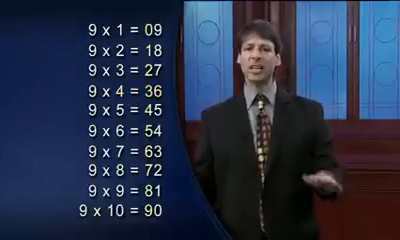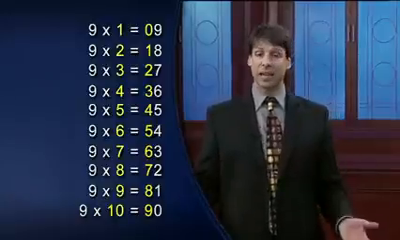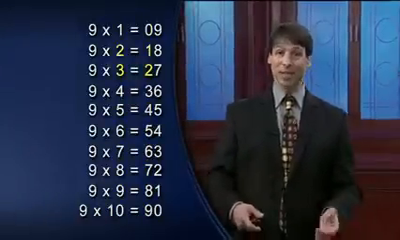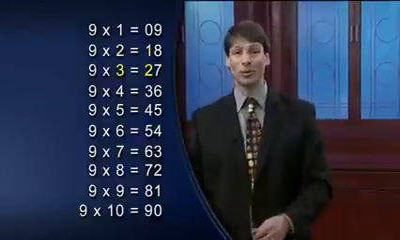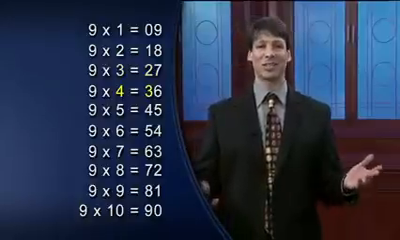Also, the first digit is 1 less than the multiplier. So 9 times 2 begins with 1. And 9 times 3, 27, begins with 2. 9 times 4, 36, begins with 3, and so on. So a problem like 9 times 4, since it will begin with 3 and it will end so the digits add up to 9, we can figure out the second digit, which is 6. So 9 times 4 is 36.